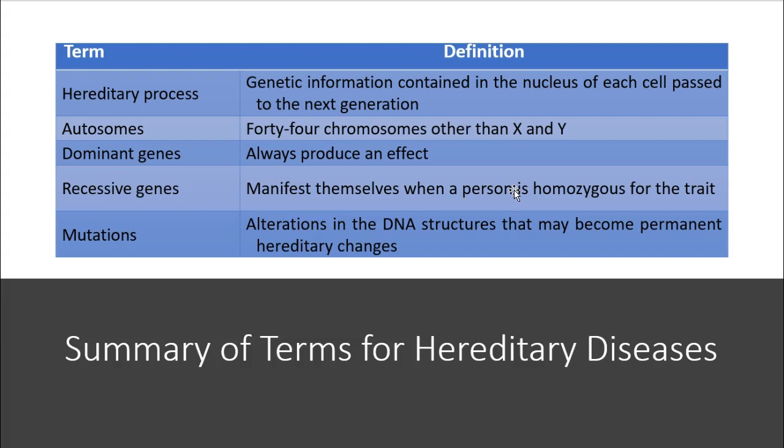There's autosomes, so there's 44 chromosomes other than the X and the Y. Dominant genes always produce an effect. Recessive genes manifest themselves when a person is homozygous for that trait, and mutations are alterations in the DNA structures that may become permanent or hereditary changes. All right.